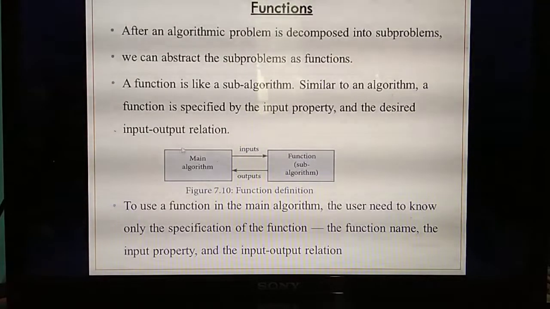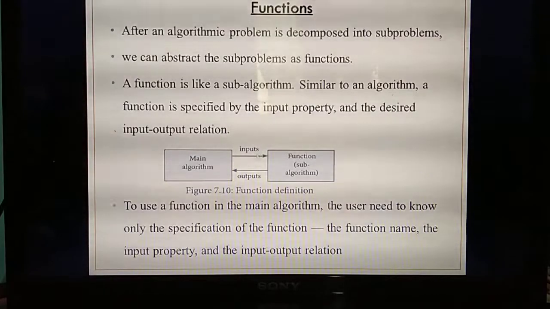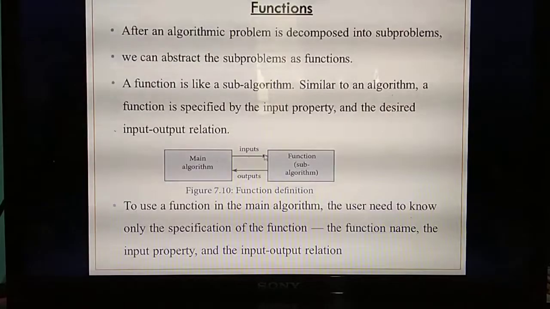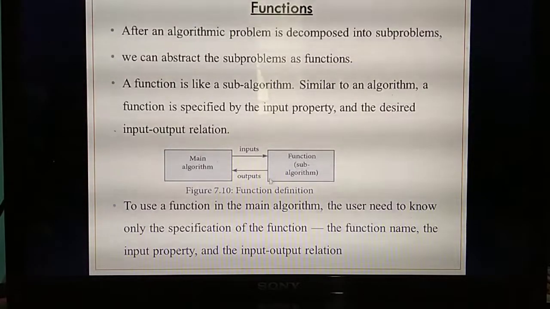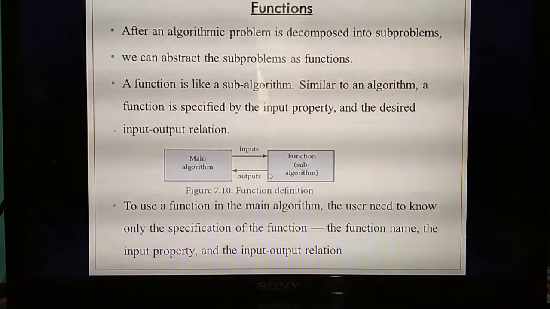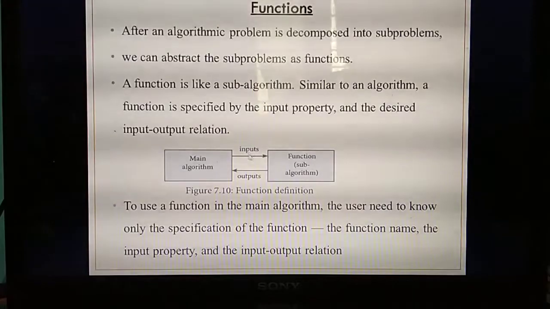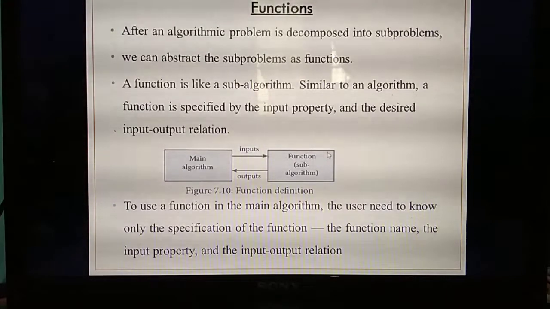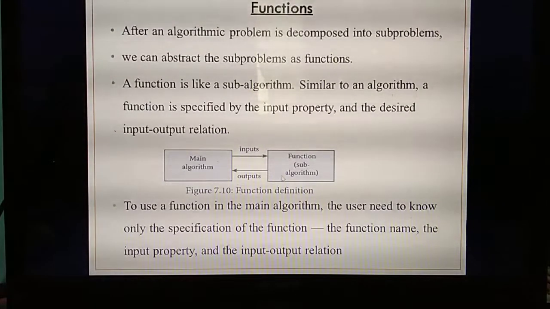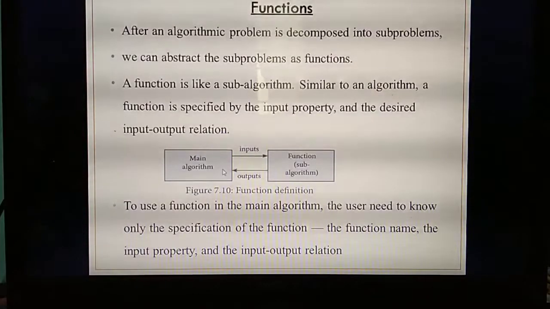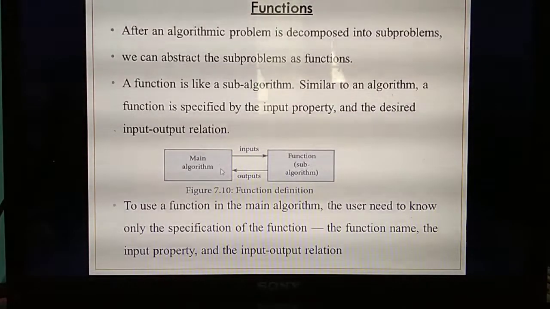So, your main algorithm you have split into a sub-algorithm. Where do you need to get the inputs from? From the main algorithm. From this function or sub-algorithm you will get some output that you need to give to the main algorithm. Understand? From the main algorithm, you take input and split the problem into a sub-algorithm, which is called a function. Next, we need to give the output to the main algorithm.